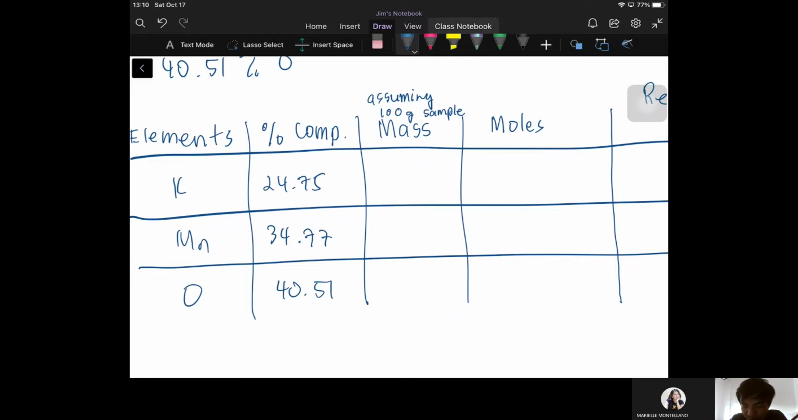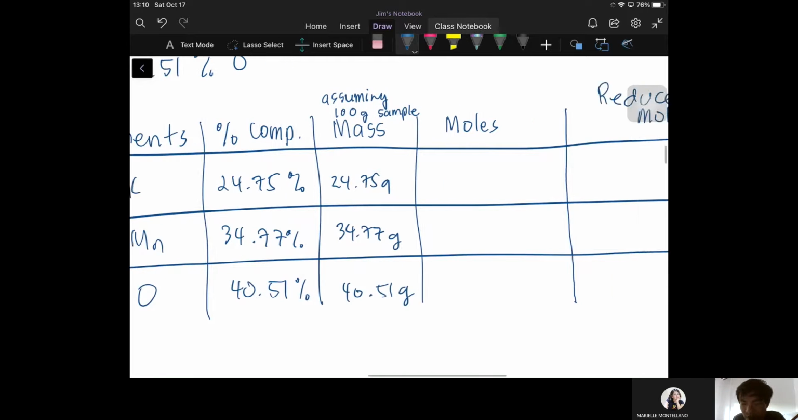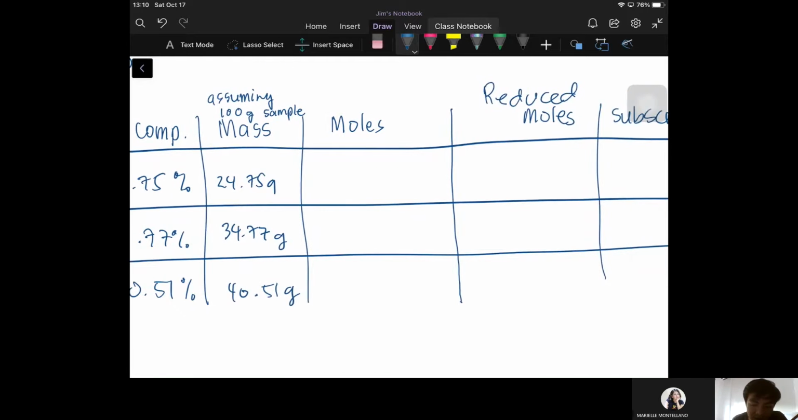So the mass of potassium, if we assume that the sample is 100 grams, is 24.75 grams. Manganese is 34.77 grams, and oxygen is 40.51 grams. So the next step is the moles. How do we get the mole? That's the mass of your element divided by the molar mass of your element.